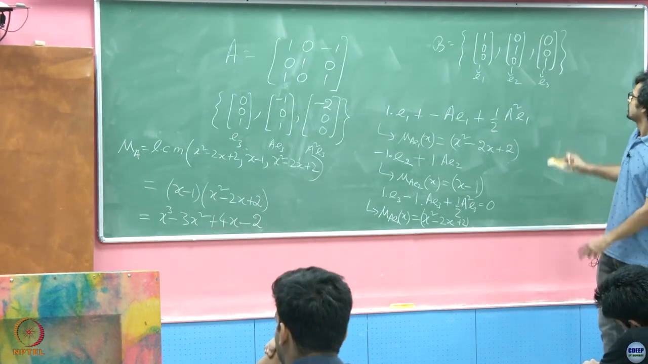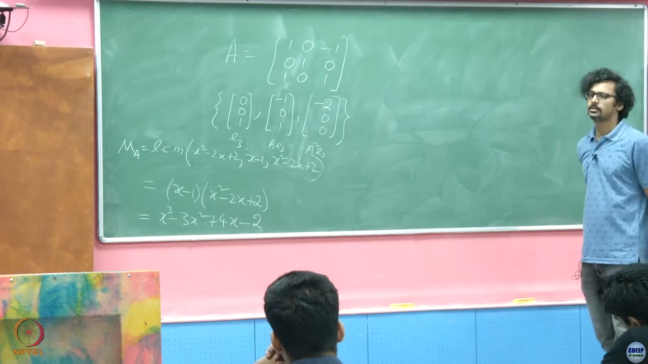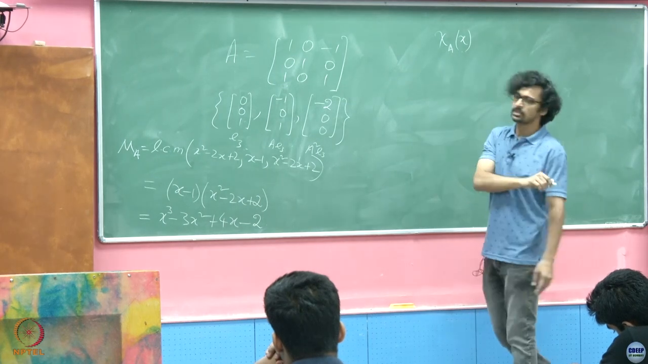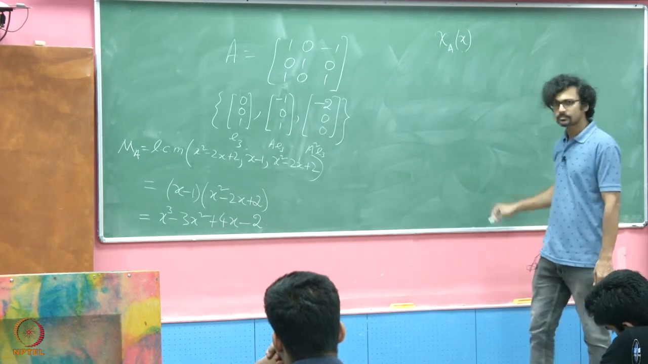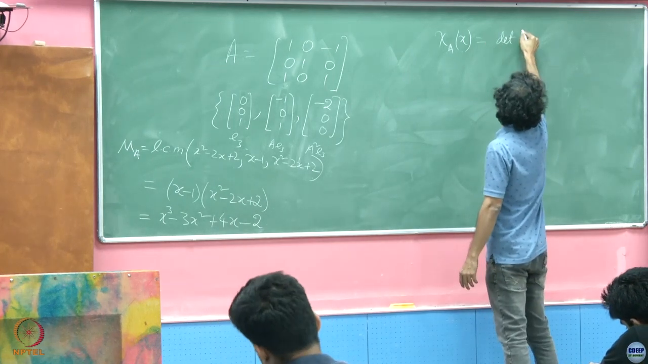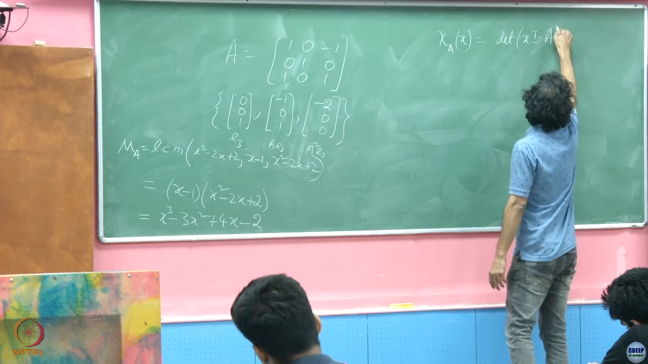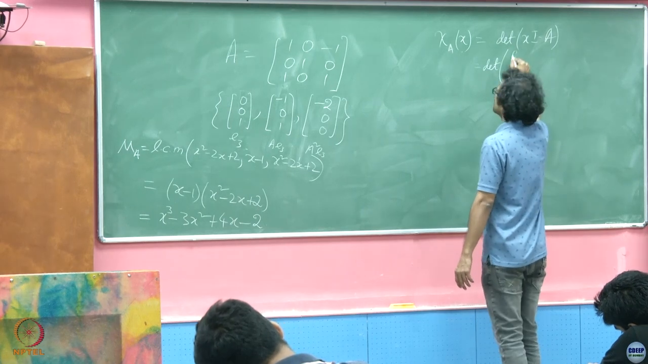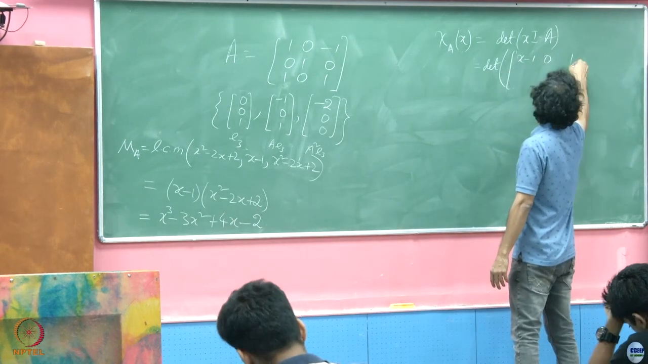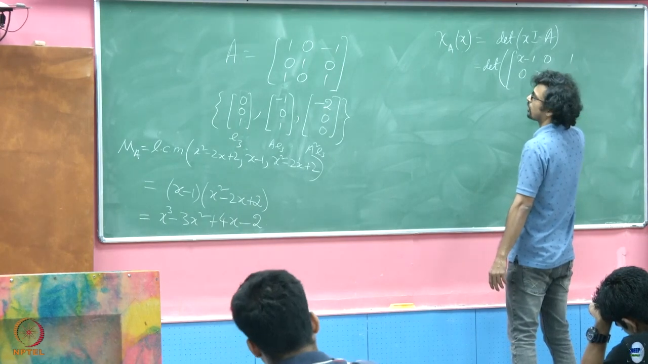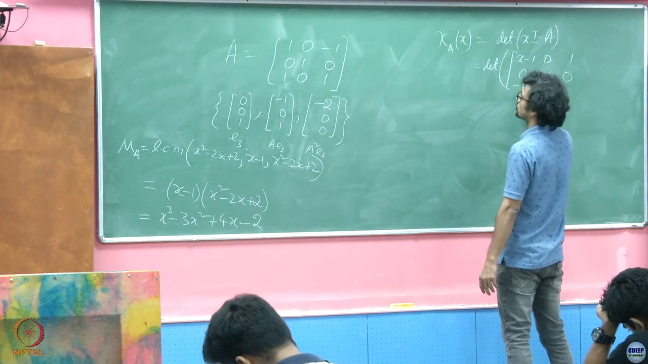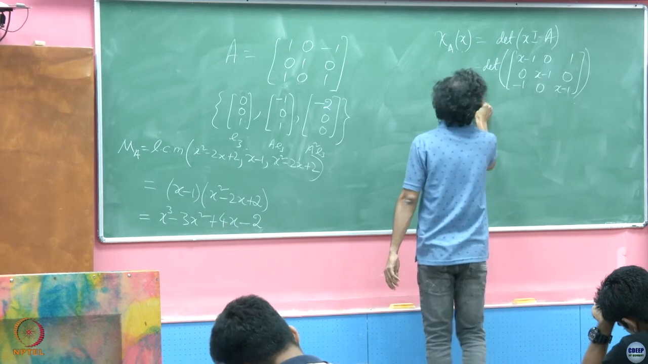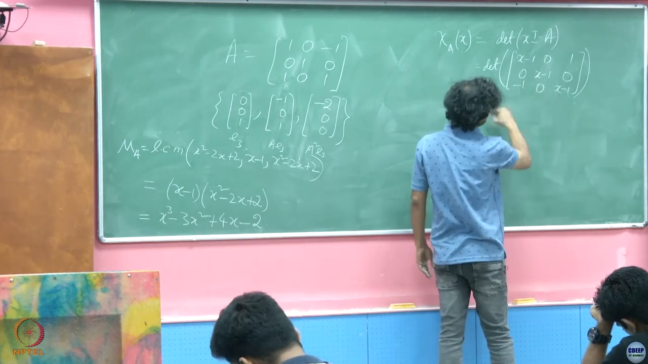What is that? So observe something. Just for the sake of it, because we know how to do it, let us just check out what the characteristic polynomial of this fellow is. So that's the determinant of xI minus A, which is the determinant of x minus 1, 0, 1; 0, x minus 1, 0; minus 1, 0, x minus 1. So let's just expand by the first row.